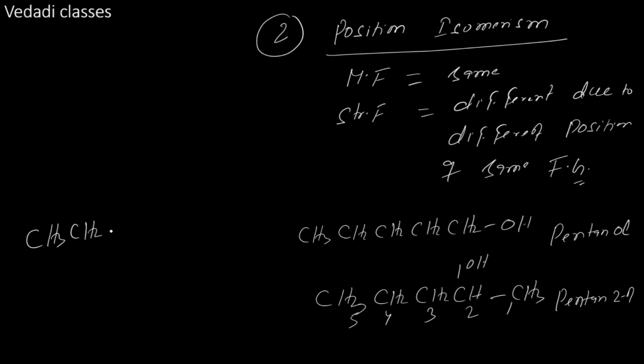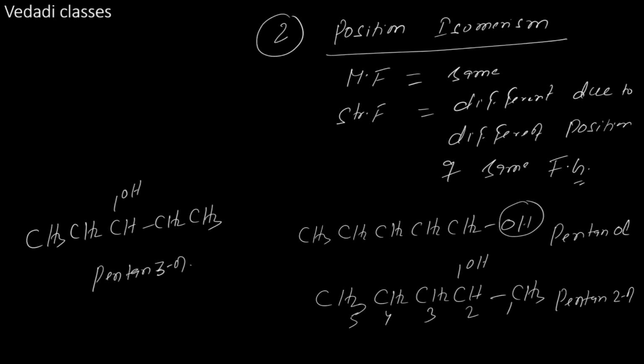Now we can make one more structure of pentanol. CH3, CH2, CH, OH, then 4 and 5. Its name will be pentan-3-ol. So this is the example of position isomerism. Why? Because the same functional group has taken different positions, at first, second and third position respectively, in different molecules. So these three are position isomers because they have the same molecular formula and different structural formula.